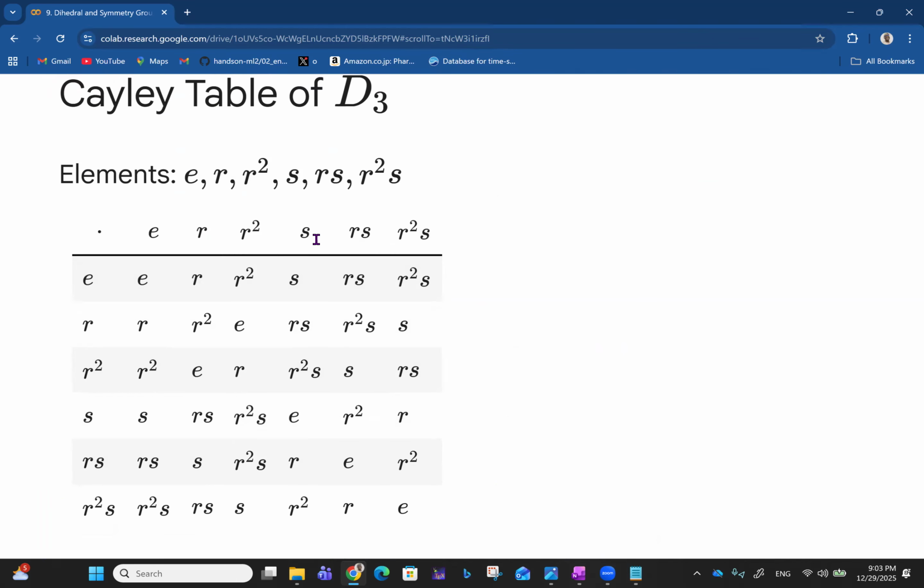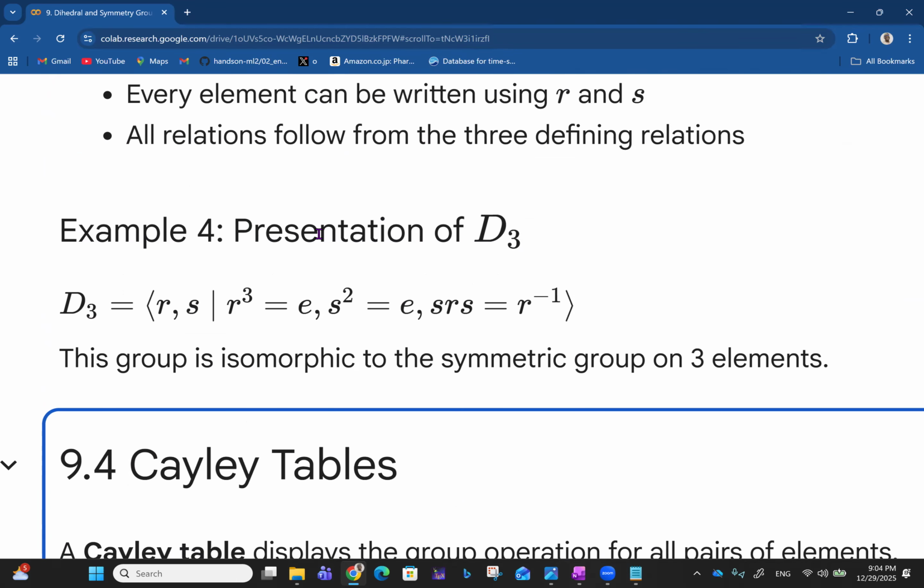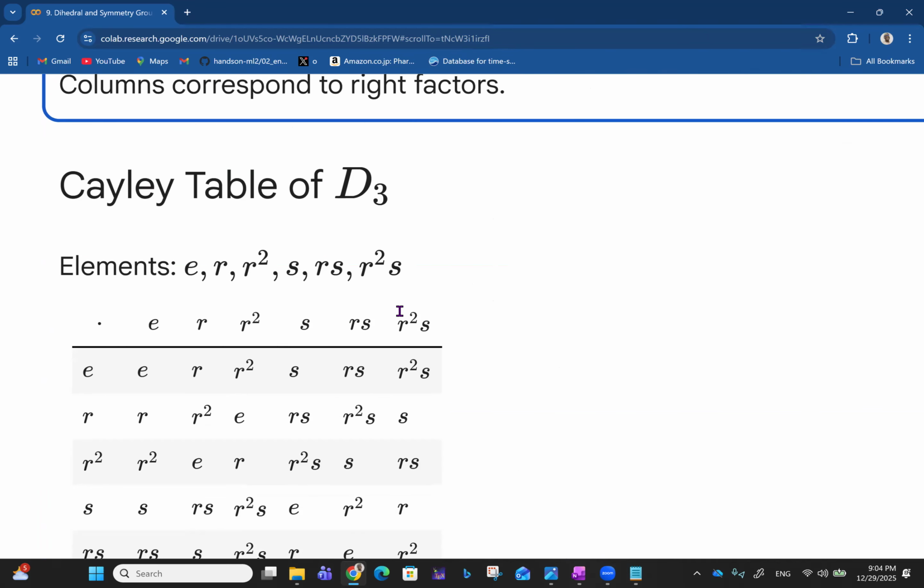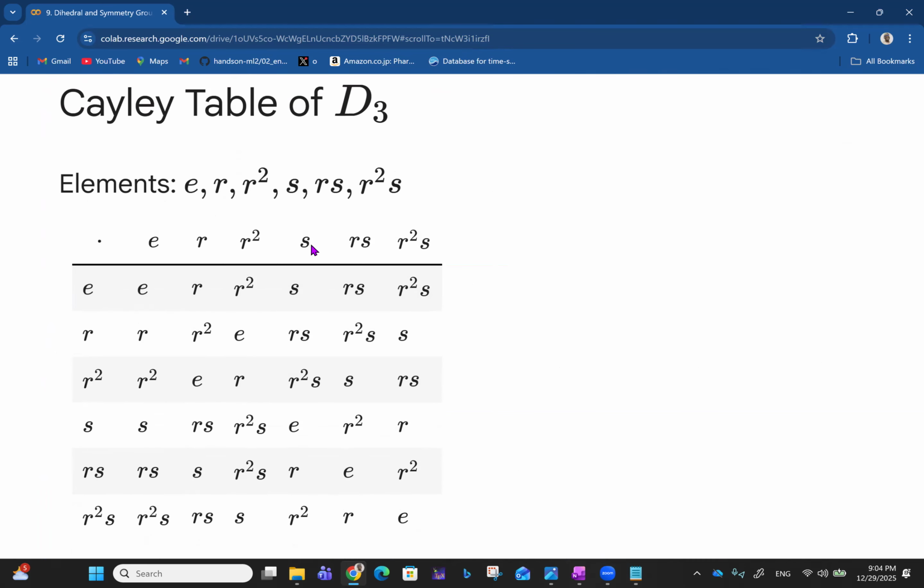S times s, we already know that generally s^2 is e. So s^2 is always e. So the second reflection is e. So if you reflect something twice, it comes back to the original position. That's what we are saying.